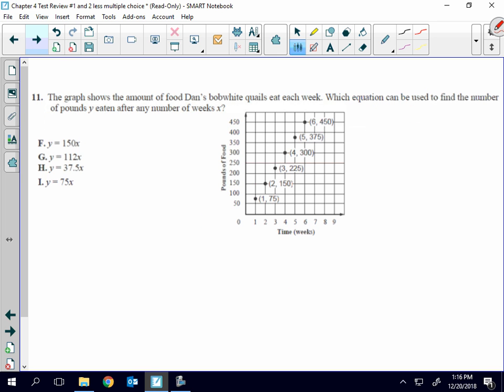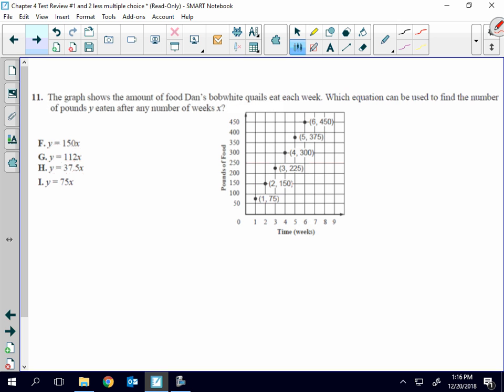And the last one, the graph shows the amount of food Dan's bobwhite quails eat each week. Which equation can be used to find the number of pounds Y eaten after any number of weeks X? So if you look at all these, none of them have a y-intercept. It's all y equals mx, y equals mx, y equals mx, y equals mx. So no B. All you have to do is find the slope of this graph.